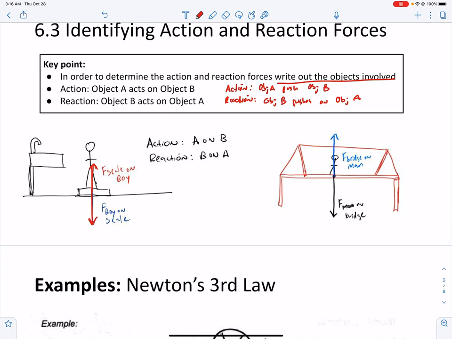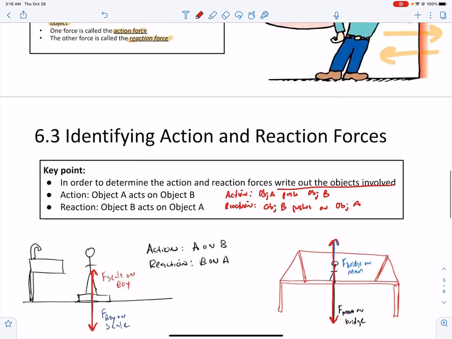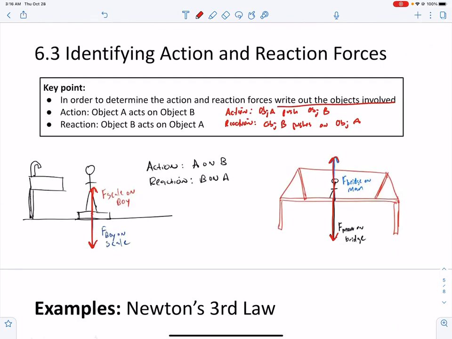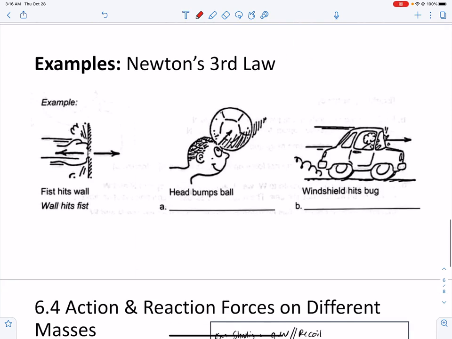We have a man standing on a bridge. He's pushing down on the bridge with his weight, and the bridge is pushing back up on him, right? The action force acts on one object, object B. The reaction force acts on a second object. And with two different objects, we have two different masses, and with the same magnitude of force, we get two different accelerations, and then you get motion between two objects.